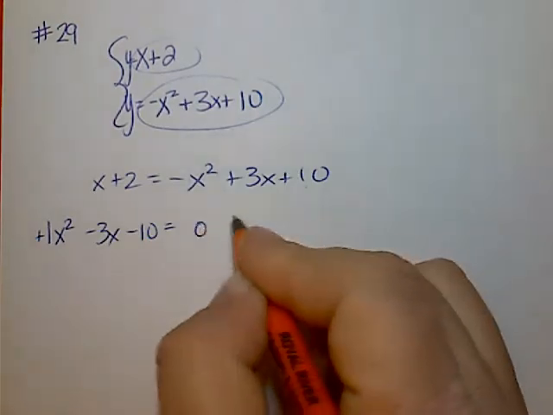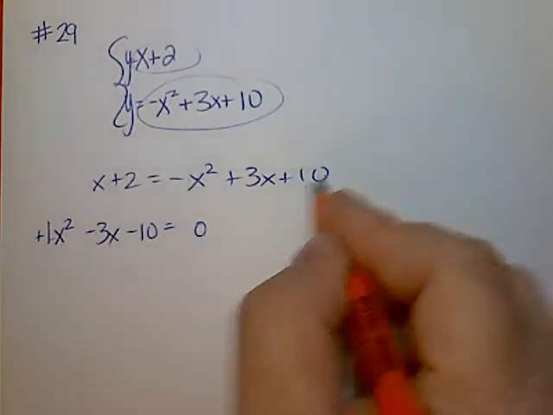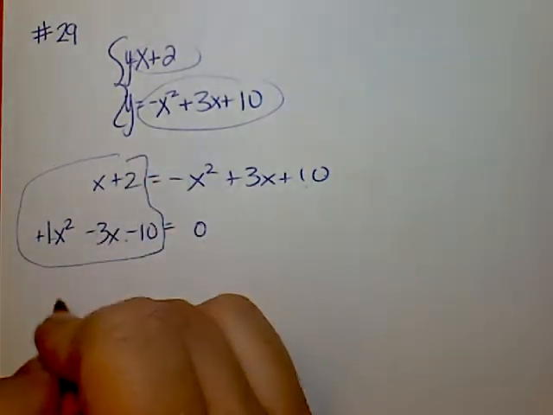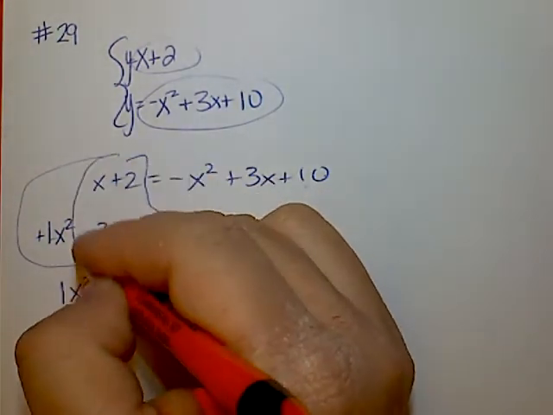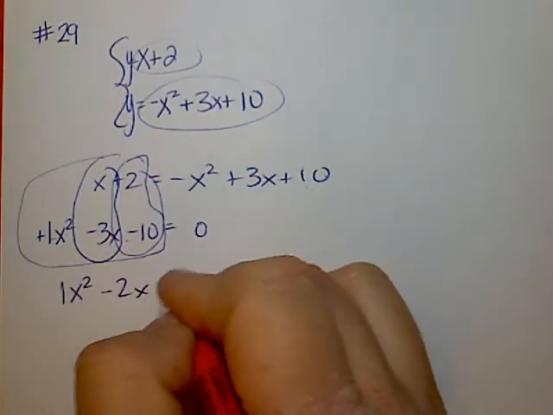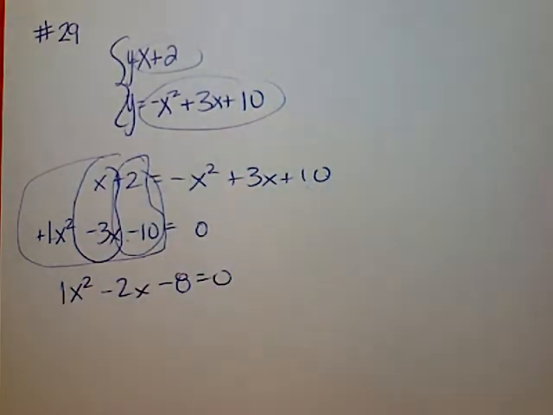Moves over, it's going to be negative. And now I have nothing left on the right. So I've moved it over, and moved it over. And now I'm going to combine these terms. 1x squared minus 2x minus 8.